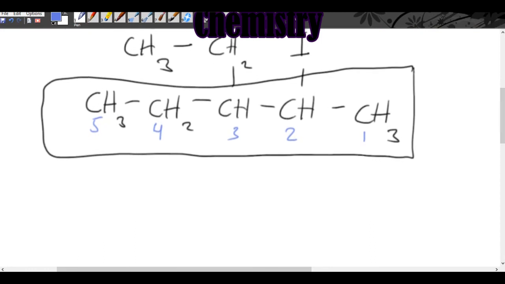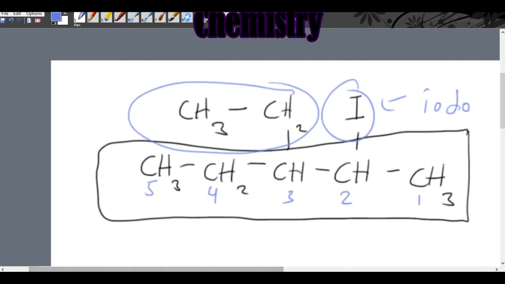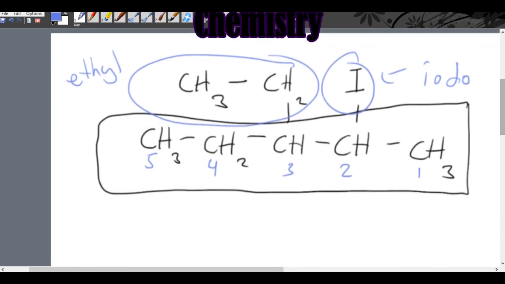And by the way, how you name this side chain is that you have to start alphabetically. In this case, since we have an iodo, and right here is an ethyl, I think ethyl goes first before iodo, because A comes before I. So we have 3-ethyl, 2-iodo, pentane.